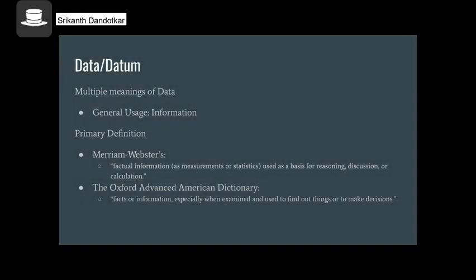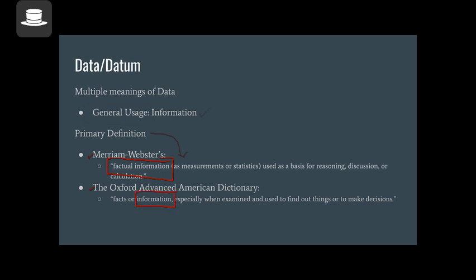Let's define data now. Before we define data, let's understand the word, how it is used. Data refers to data in its pluralistic form, and datum is the singular form of it. So you can say there is datum or there are data. Now, coming to the definition itself, at a very, very general level, when you say data, you're referring to information in general. And you can find this in Webster or Oxford dictionaries, where data is defined as information.